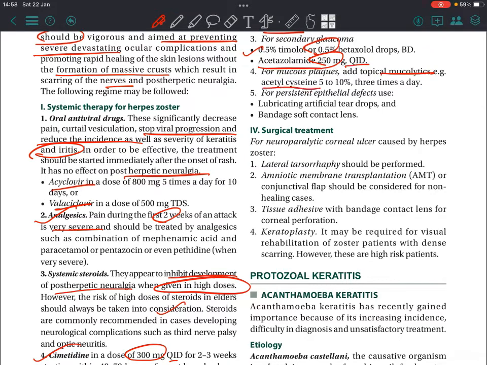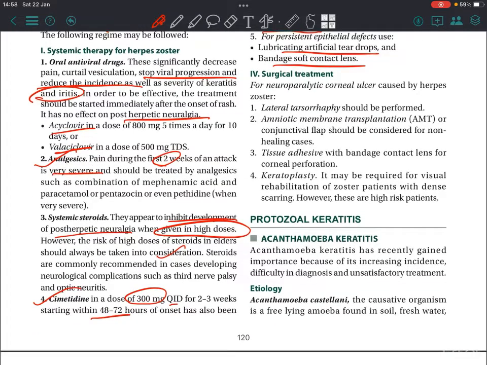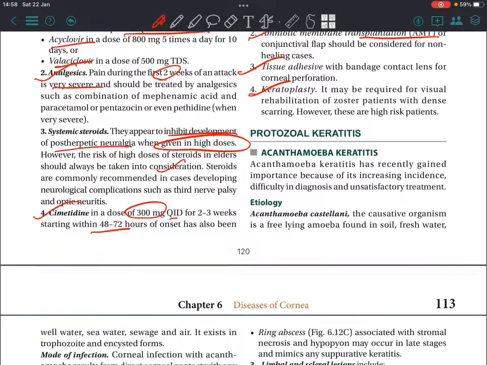For mucous plaques: topical mucolytics, acetylcysteine. For persistent epithelial defects: lubricating artificial tear drops, bandage soft contact lens, surgical lateral tarsorrhaphy, amniotic membrane transplantation, tissue adhesive, keratoplasty, etc.